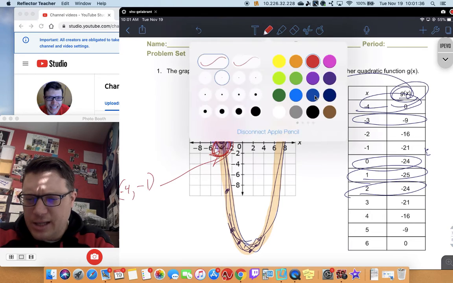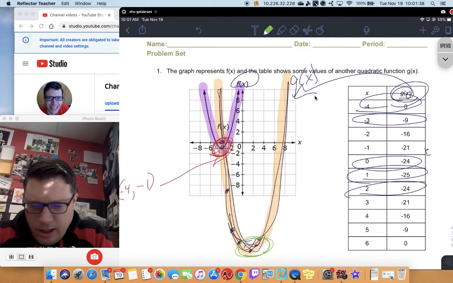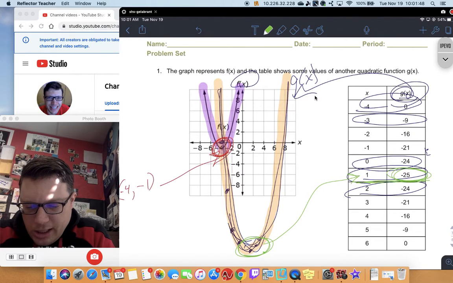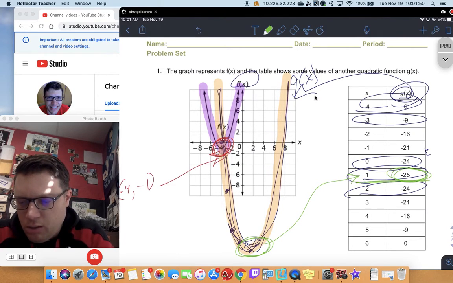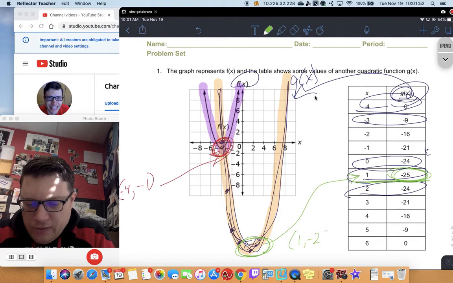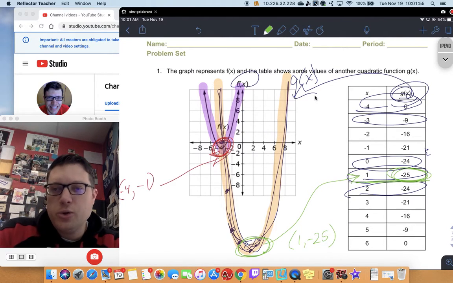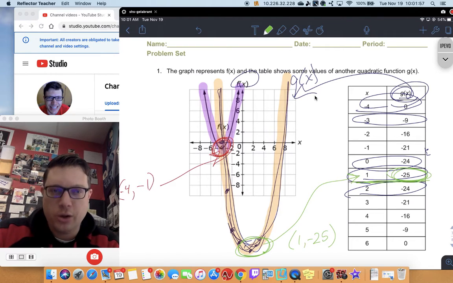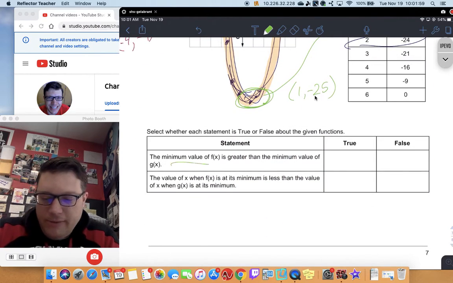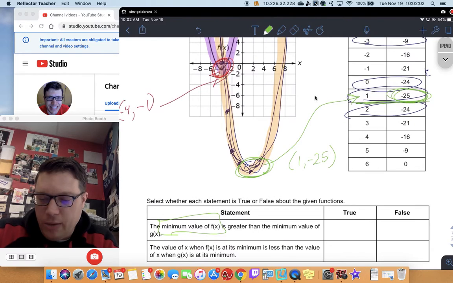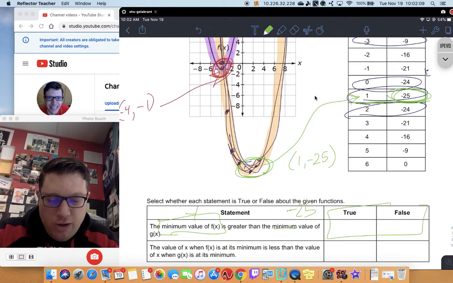For g of x, the lowest point is right here, and from the table, that's not it. From the table, it looks like right here at -25, that's the lowest point. Wrong. 1, -25. So looking at both of those, also important because it's going to be used as we answer other questions on here. The minimum value of f of x, well, literally, that would be the -1. And then the minimum value of g of x would be the -25. I'll let you decide if that's a true or a false statement.